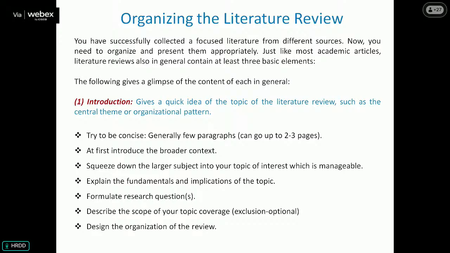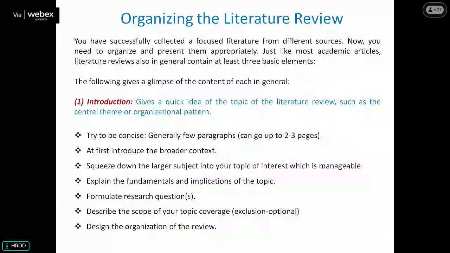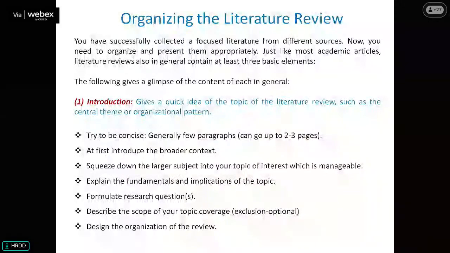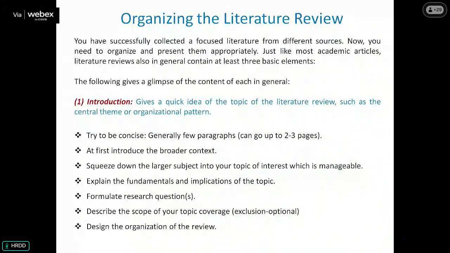At first, introduce the broader context. As I told you, if you are doing something related to renewable energy, then you start with something broader. Okay, this is the global demand, like that. Squeeze down the larger subject into a topic of interest which is manageable. You can cut it down from large to short. Every day I tell you the funnel effect. So slowly from the broader, you introduce, and it should be interesting to the readers.